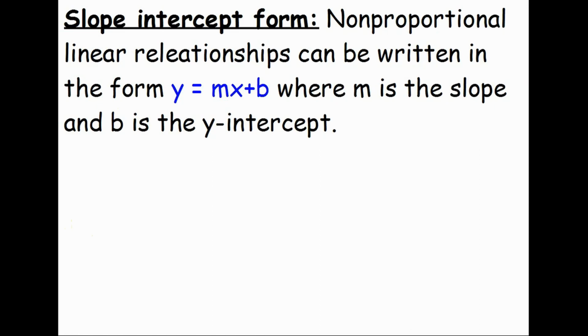So let's look at what we mean by slope-intercept form. This is a fixed format that we're going to use. Any non-proportional linear relationship can be written in the form y is equal to mx plus b, where the m is the slope and b is what we call the y-intercept.